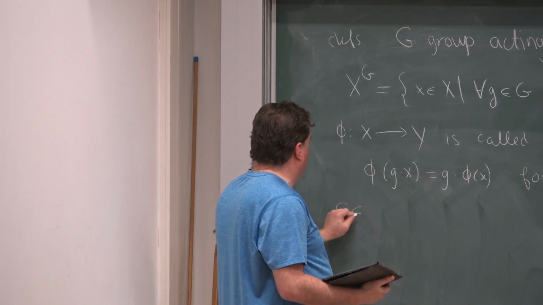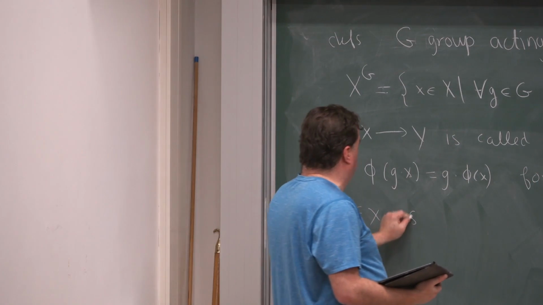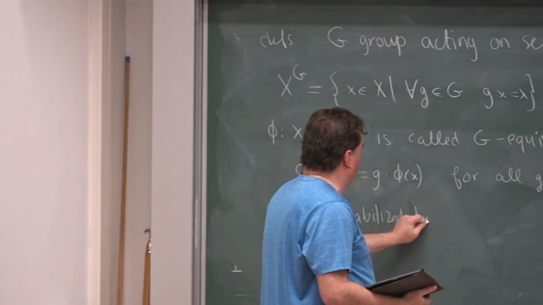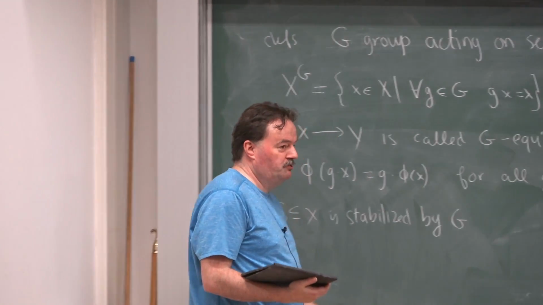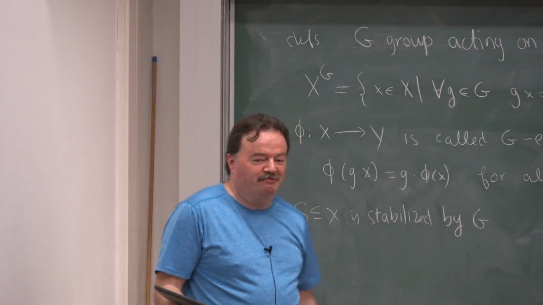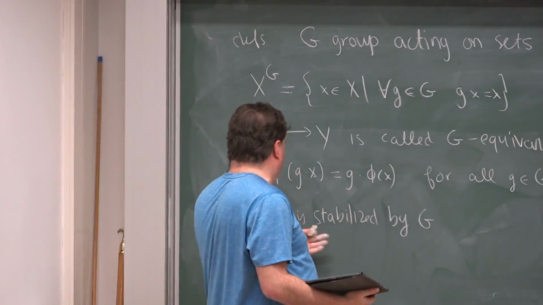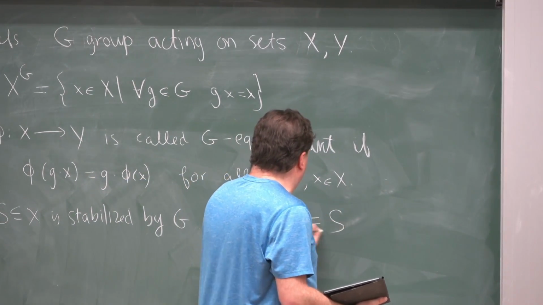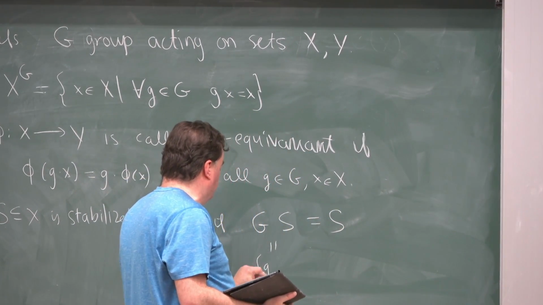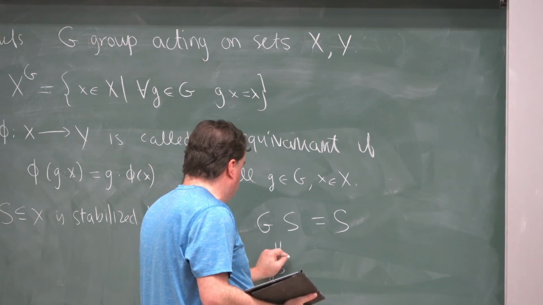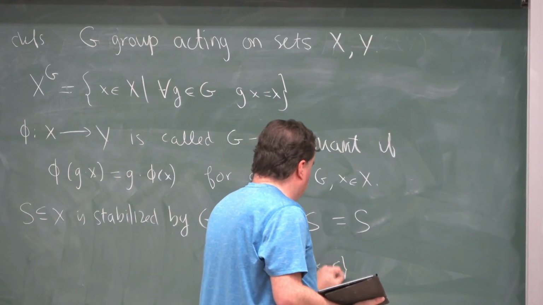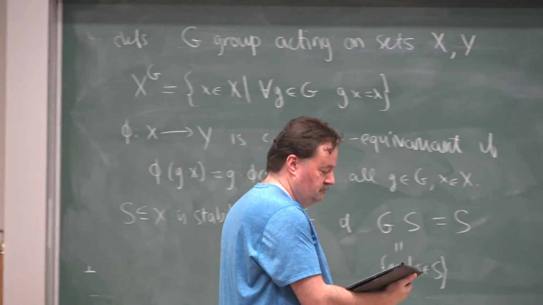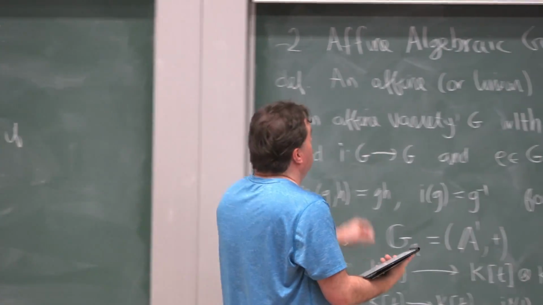A subset S here is stabilized by G. I don't want to call it G-stable because that's maybe a term that's overused, but it's stabilized by G if GS is equal to S, where this means the set of all gs for g in G and s in S. All right.